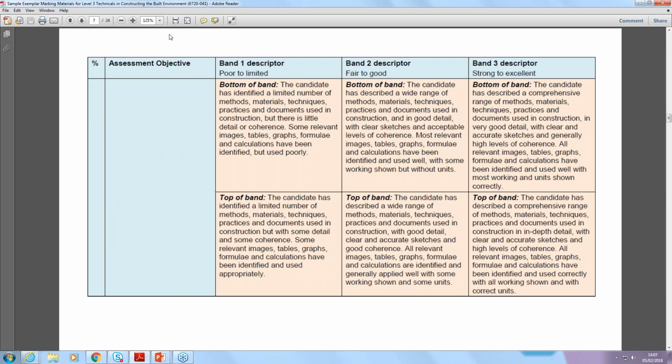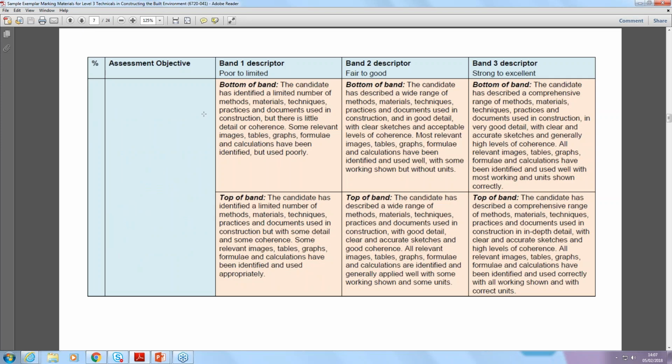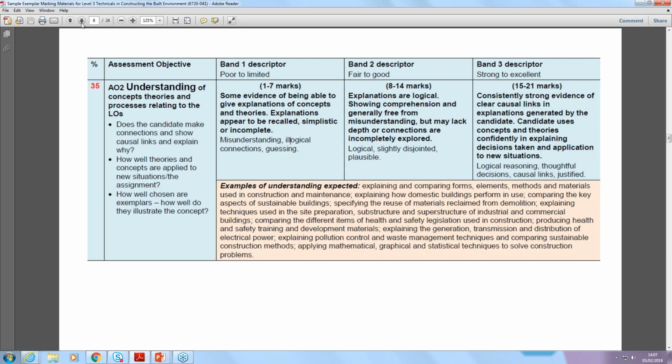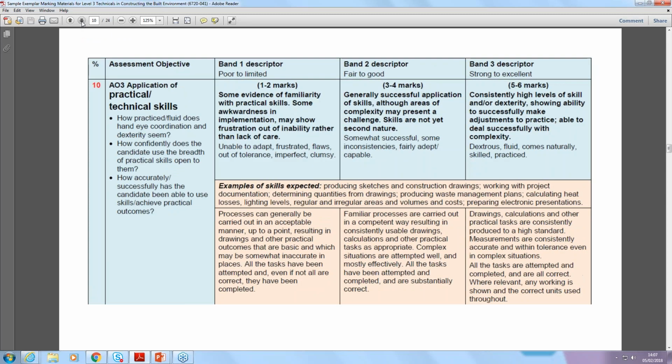What you'll also see is that as well as the generic descriptors, which you can see here on the marking grid, you'll also see some subject-specific descriptors which help you to fine-tune your marking. So it describes a learner's performance at the bottom of the band and the top of the band for each of the 3 bands. And that's the same across each of the 5 assessment objectives, as you can see. In some cases, you've also got a description across the middle of the band too.